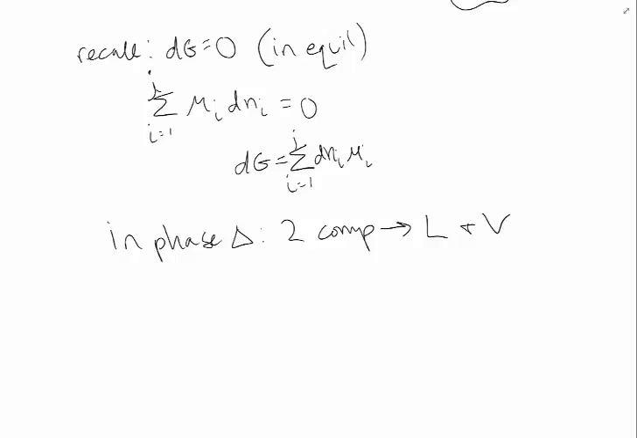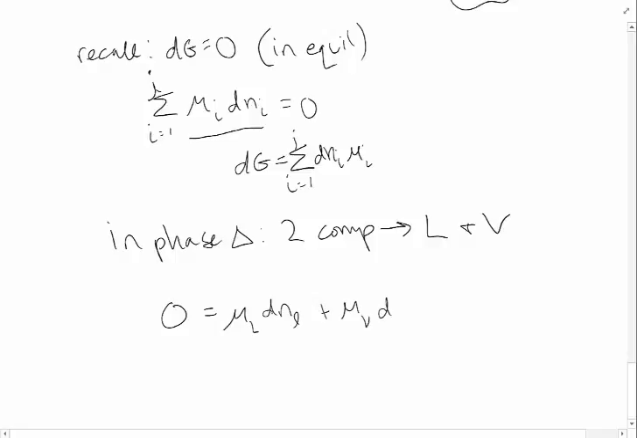And what that's going to say is that 0 has to equal the sum of mu sub i times dn sub i. So if we have liquid and vapor, that's going to be mu sub L times dn of L plus mu sub V times dn sub V. Okay? So those are the two terms. They have to add up to 0.